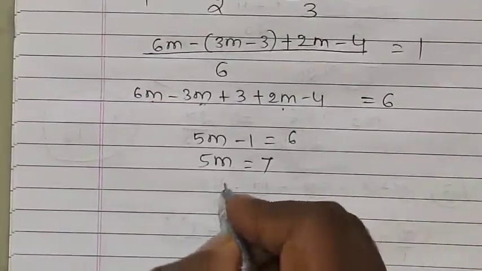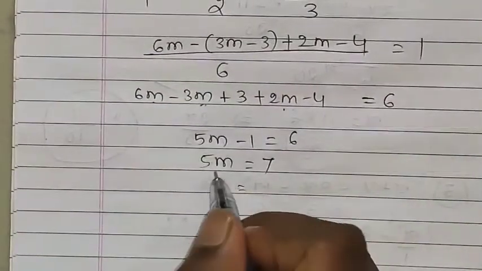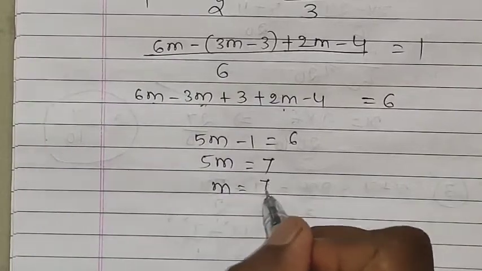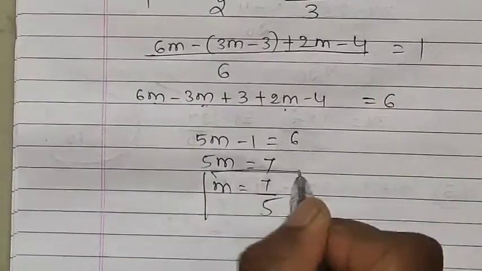Since we want only the m value, m is equal to this; multiplied 5 comes to the denominator part, that is 7 by 5. This is your answer.